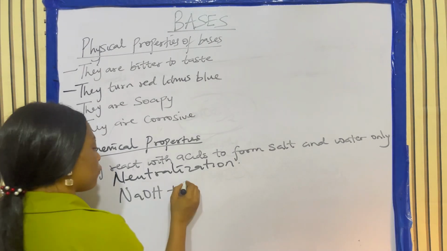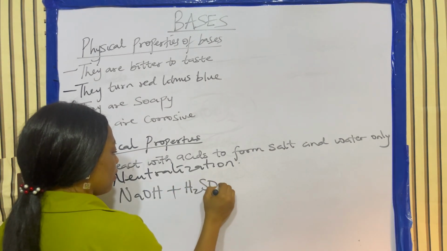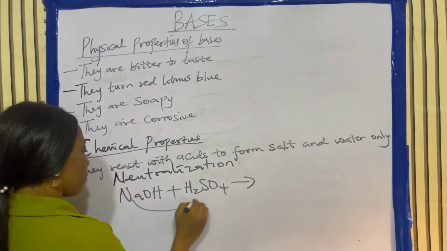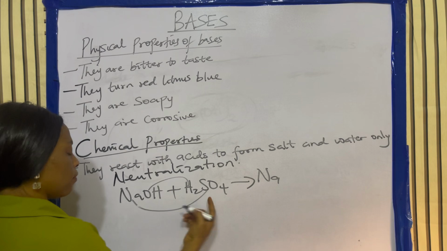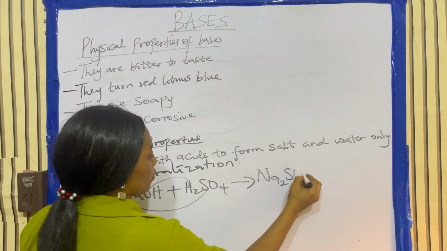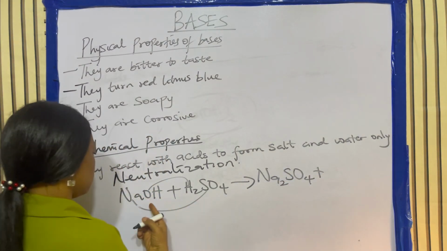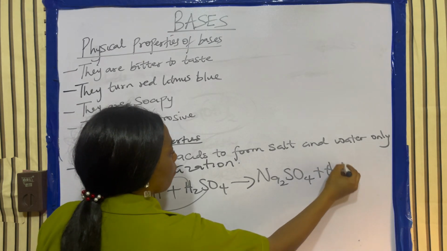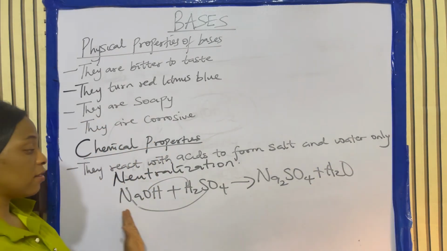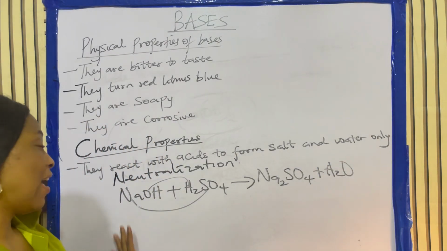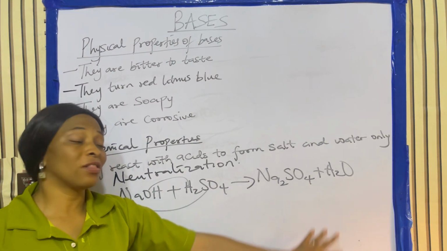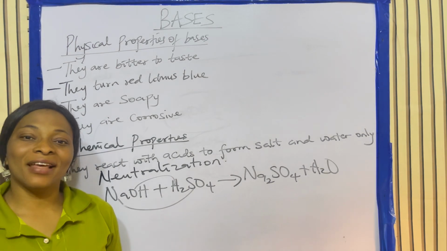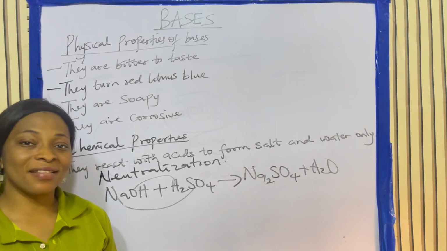Example of an acid, tetraoxosulphate(VI) acid. It will give us what? It will give us sodium tetraoxosulphate(VI) and water. So this is a neutralization reaction, and it's only acid and base that can react to produce salt and water only. Alright, so let's look at the uses of bases.